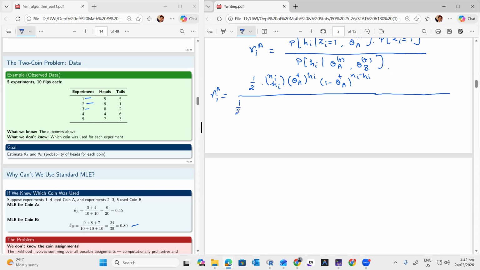1/2 (Ni choose Hi) theta A at t raised to the power Hi, (1 minus theta A at t) raised to the power Ni minus Hi, plus 1/2 (Ni choose Hi) theta B at the tth iteration raised to the power Hi, (1 minus theta B at the tth iteration) raised to the power Ni minus Hi.